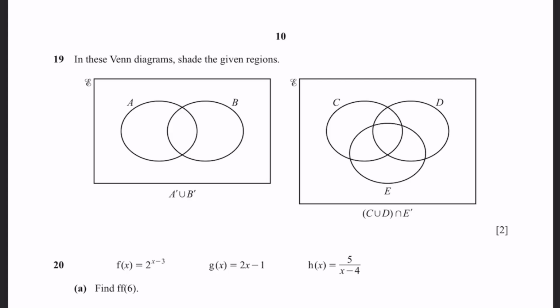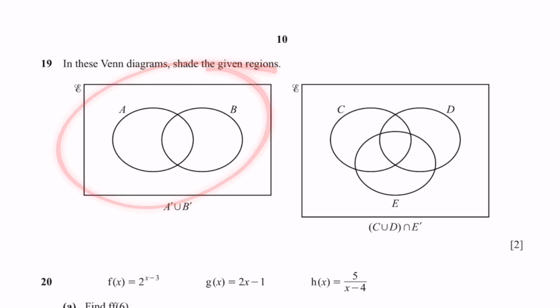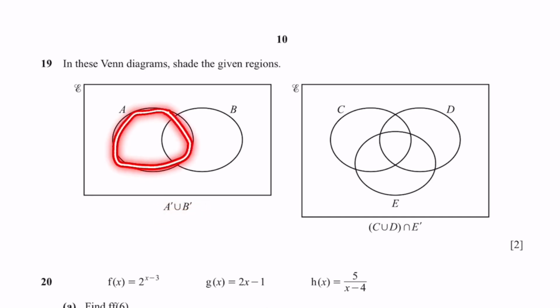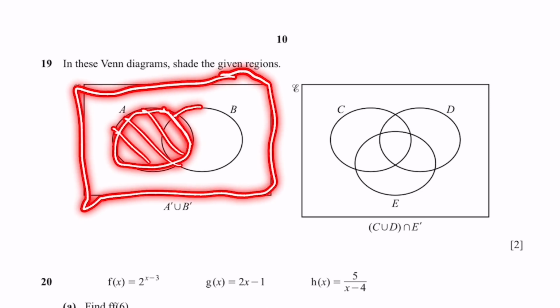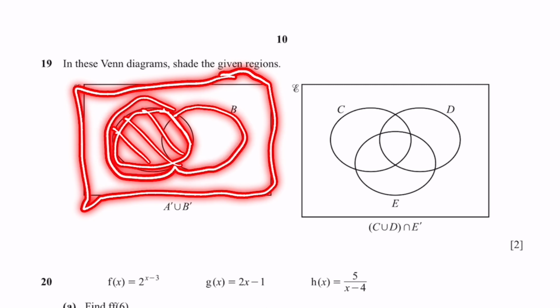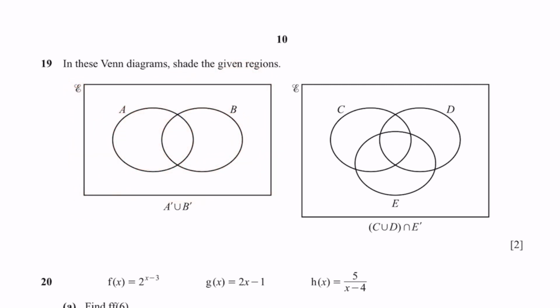Question 19. In these Venn diagrams, shade the given regions. In this first one, A prime union B prime. That means everything inside A prime and B prime. So what's A prime? That means everything outside A. So if we exclude A, that means this part is A prime, right? And for B prime, it's everything outside B. So that means the part which is all white is simply B prime.